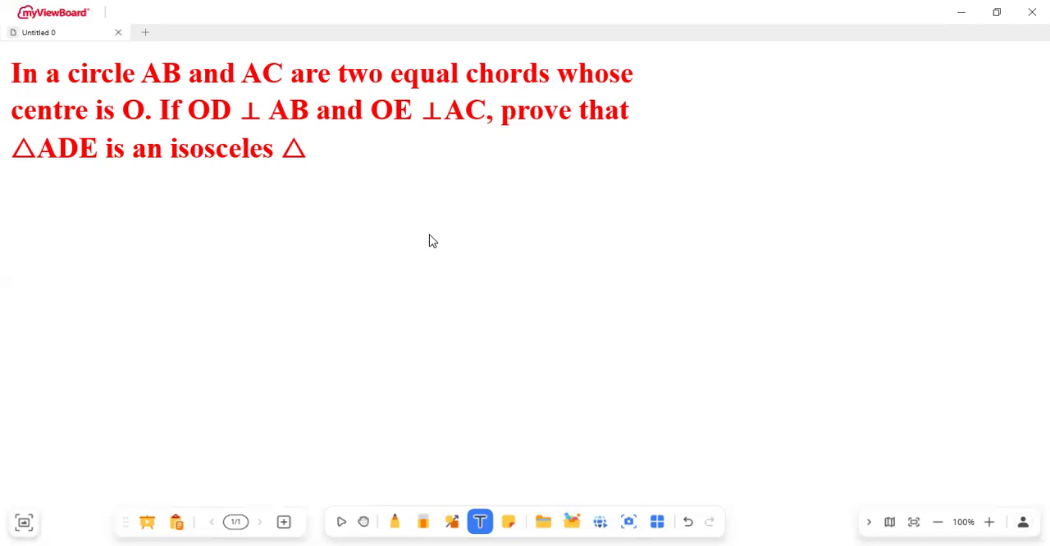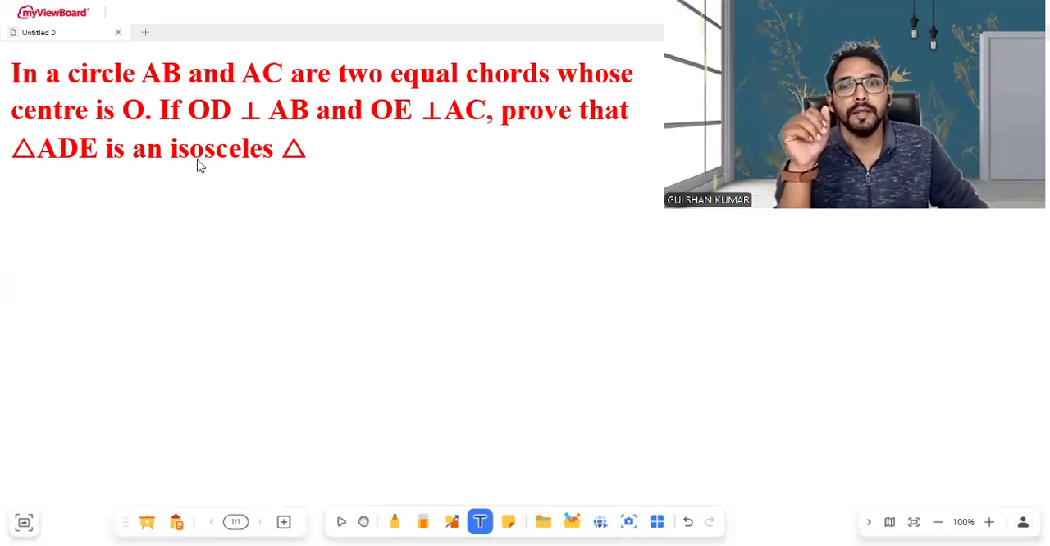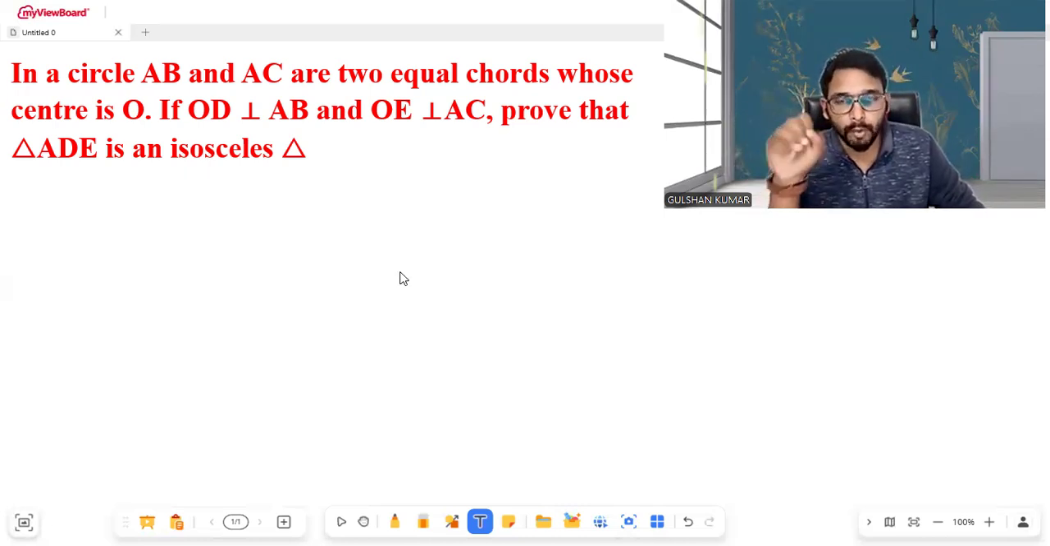First of all, we have to understand what an isosceles triangle is. When two sides of a triangle are equal, it is called an isosceles triangle. Whenever we have a triangle with two equal sides, that triangle is called isosceles. So first of all, we have to understand this question by making a proper diagram.